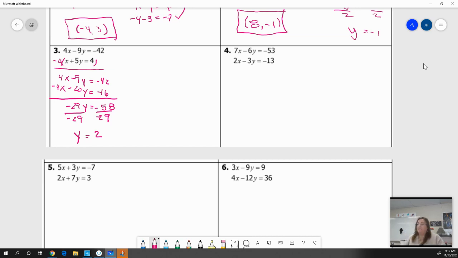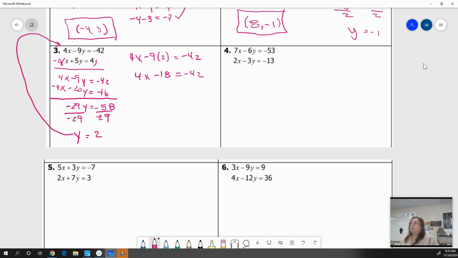right? And that's the whole idea, is for us to get one variable so we can solve for the other. So I'm going to take this y equals 2, and I'm going to plug it back into this equation. So I've got 4x minus 9y, well, y is just 2, equals -42. So I'm going to solve this. 4x minus 18 equals -42. And so we're going to start taking everything off of the x, right? We're going to solve for the x. And I'll start this by adding 18 to both sides.